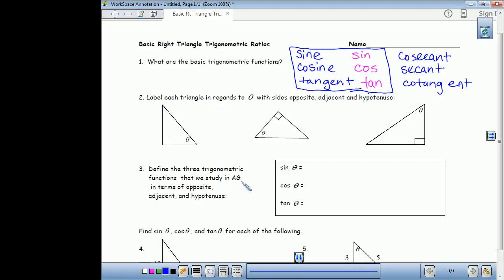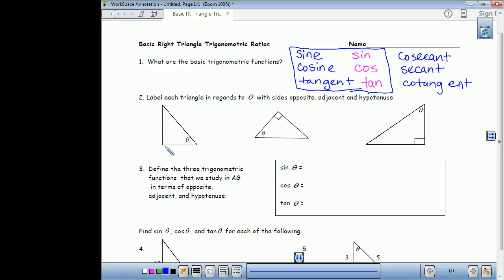Now, these are very helpful because they can help us find missing sides and missing angles of any kind of right triangle. Doesn't have to be 30, 60, 90. Doesn't have to be 45, 45, 90. We can have any angles of a right triangle.